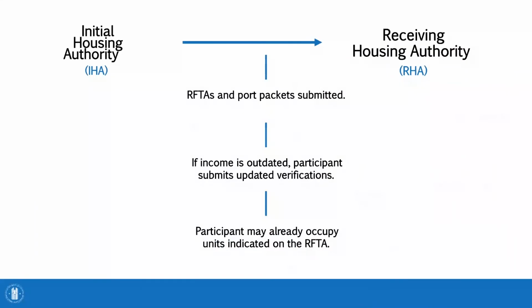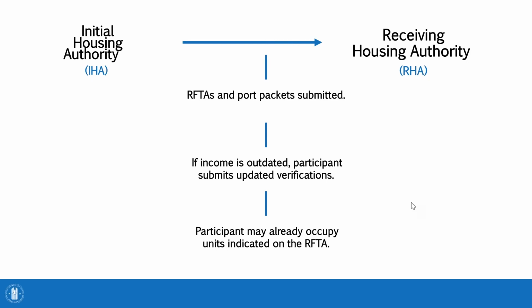So let's look at the flow chart and how the process flows for a smooth transition. So the initial housing authority will contact the receiving housing authority to inquire if they are billing or absorbing. The portability packet is submitted to the receiving housing authority, and if the income is outdated, the family will provide updated income verifications, and the family will submit the request for tenancy approval to the receiving housing authority.